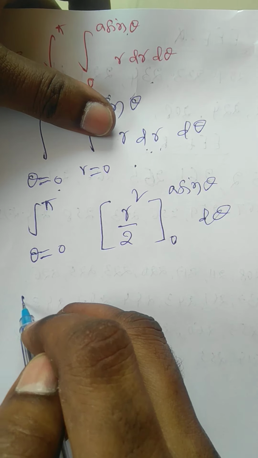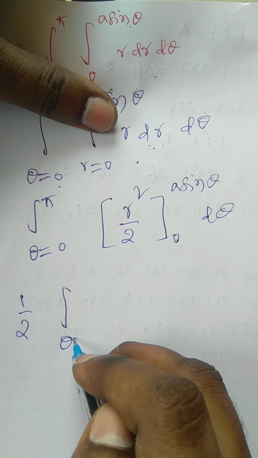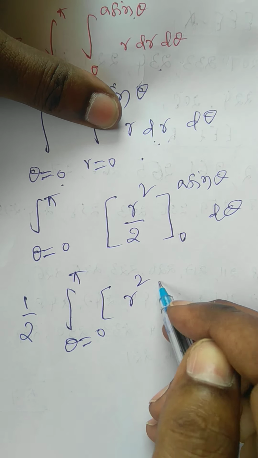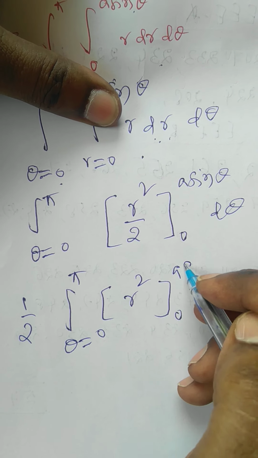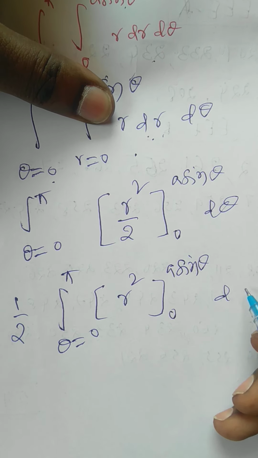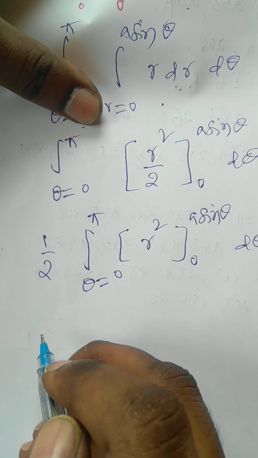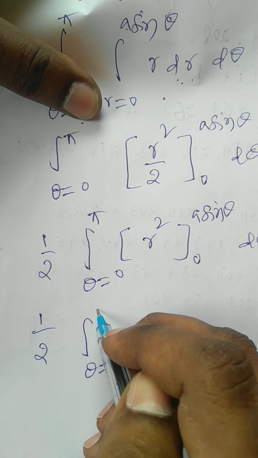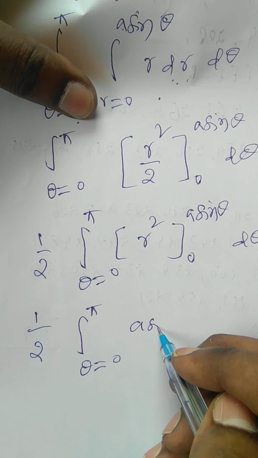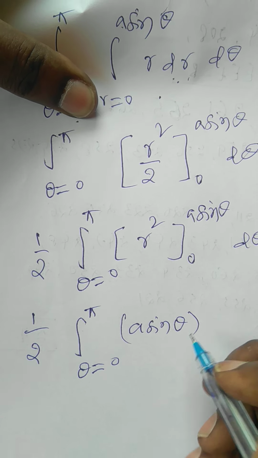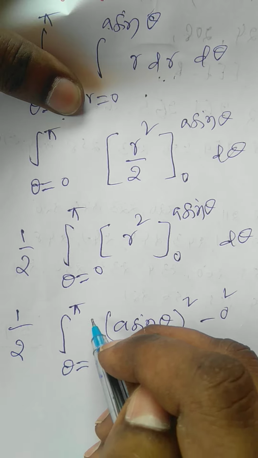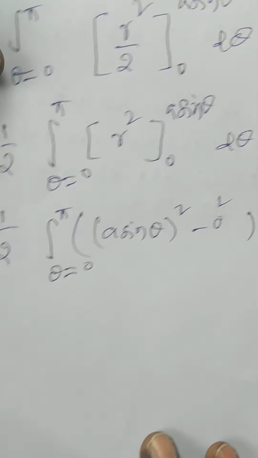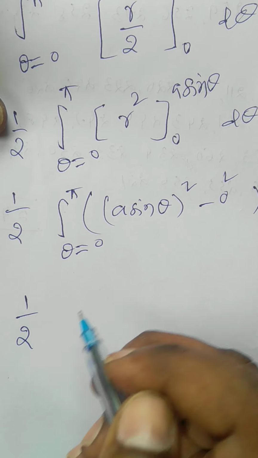Now 1 by 2 we can take outside. Integral theta equals 0 to pi, r square. What are the limits here? I am writing it the easiest way: a sin theta into d theta. Now we can substitute upper limit minus lower limit. The lower limit is anyhow 0, there is no need to take it. Theta equals 0 to pi. r square is a sin theta whole square, minus 0 square for the lower limit, whole d theta. Now this is 1 by 2 into a square sin square theta.